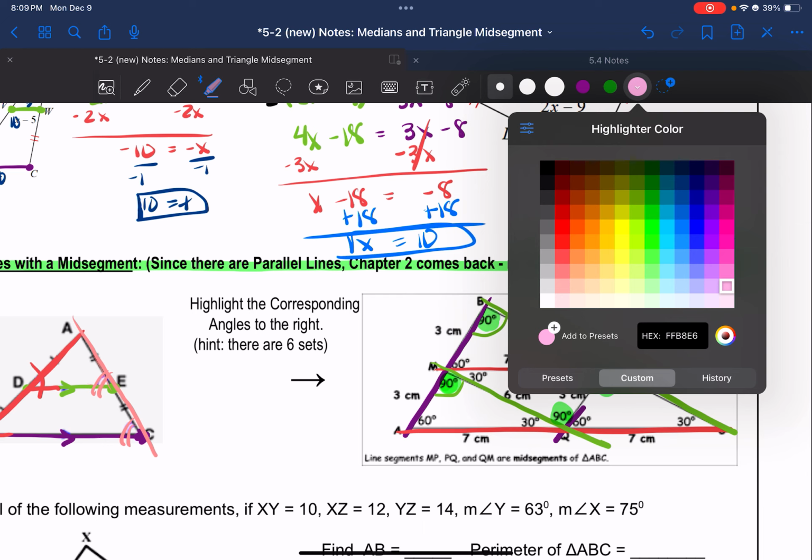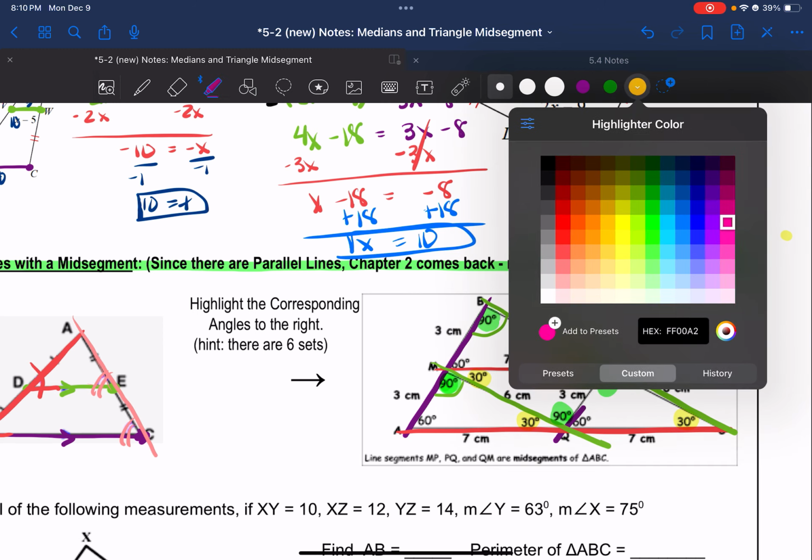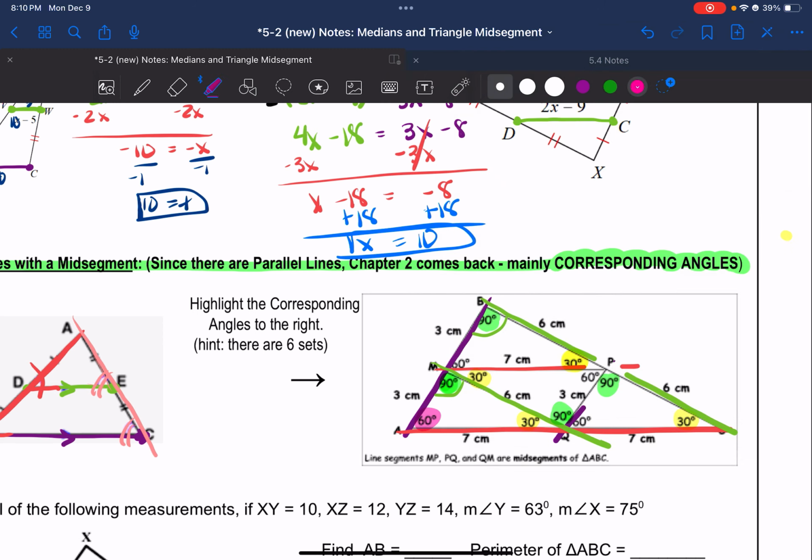Then we have 30 and 30 because they are alternating over, they're alternating interior as well. And then this 30 and this 30 are corresponding. And then the last thing we have is 60 and 60, those two are corresponding. Then this 60 is alternating interior, and this angle 60 and that angle 60 are alternating interior.